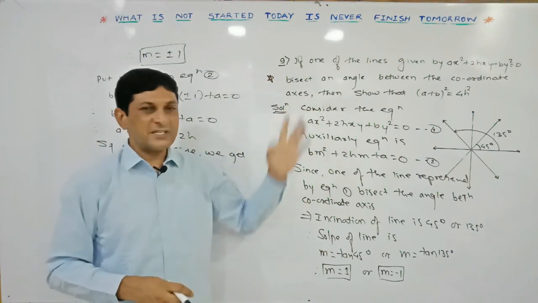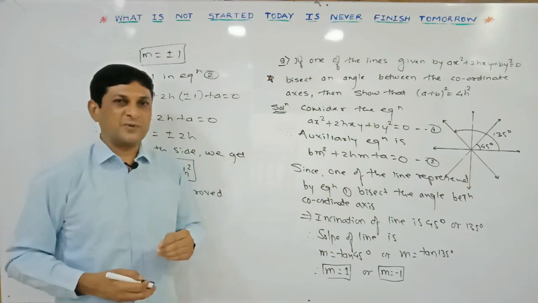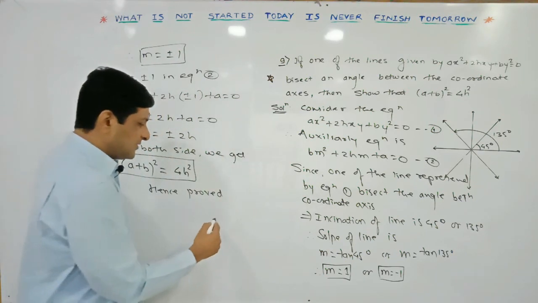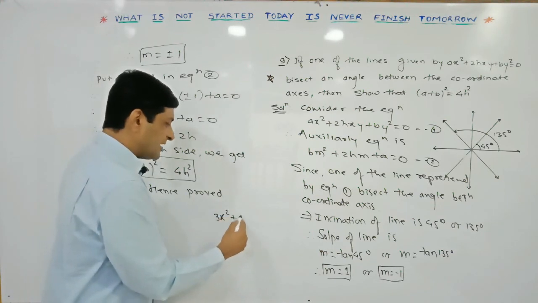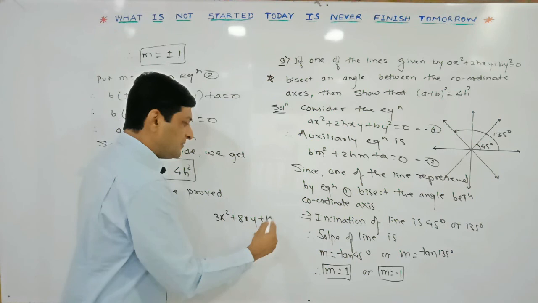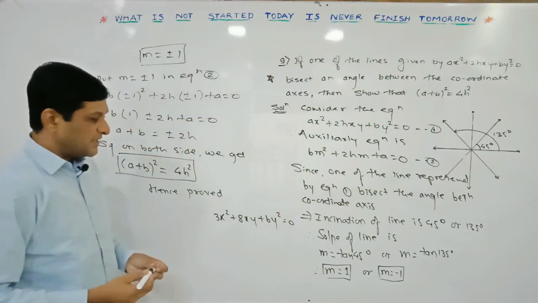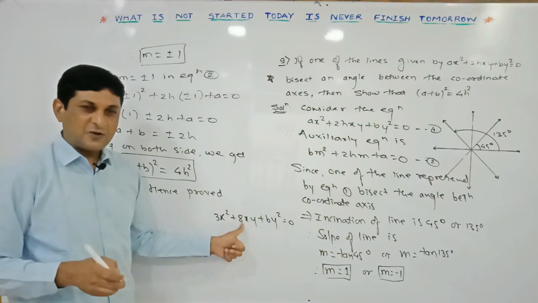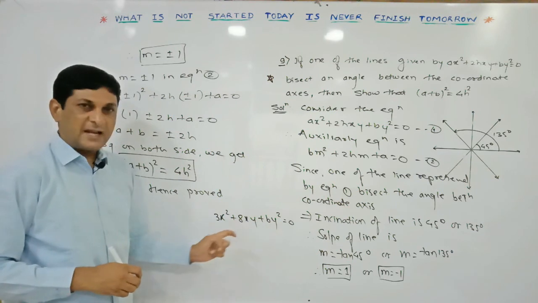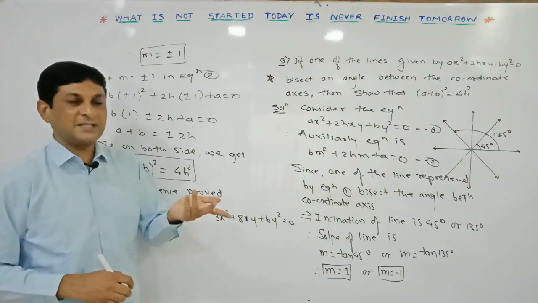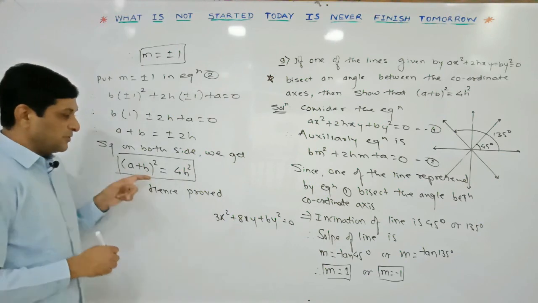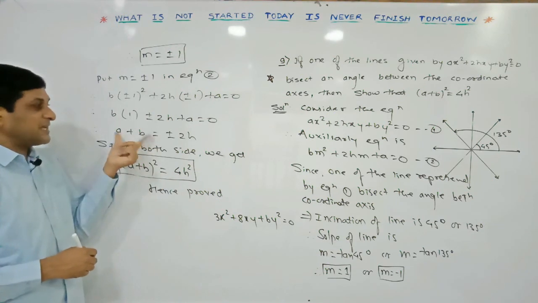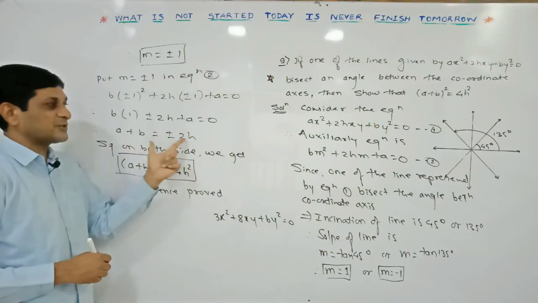If one of the lines represented by the homogeneous equation bisects the angle between the coordinate axes, then whenever a homogeneous equation is given to us, suppose the given equation is 3x squared plus 8xy plus by squared equals 0. Here b is an unknown value, the value of a is given, and from this we can find the value of h. But if it is given that the lines represented by this homogeneous equation bisect the angle between the coordinate axes, at that time we know which condition is satisfied: (a plus b) whole squared equals 4h squared. After simplifying, it can be written as a plus b equals plus or minus 2h.